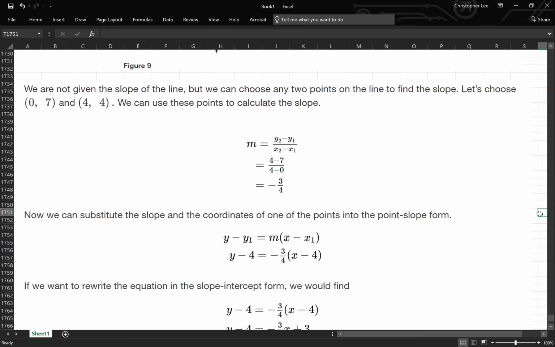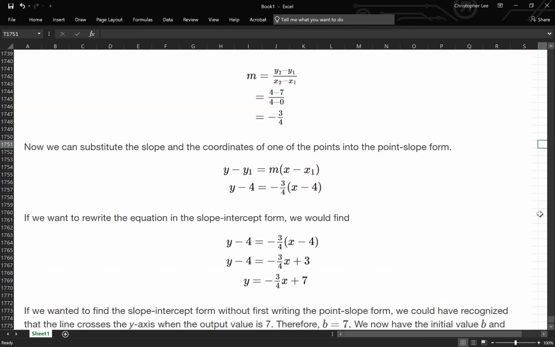Cool. Then we're going to substitute that into the point-slope formula. y minus y1 equals m times x minus x1, right? Which gives us y minus 4 is equal to negative 3 over 4 times x minus 4. Do a little math. Solve for the equation. We come out with y equals negative 3 over 4x plus 7. Questions on that? Straightforward, right? Make sense? All right.